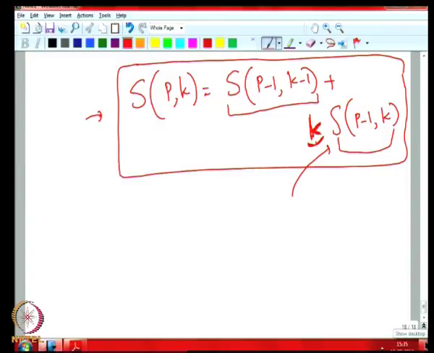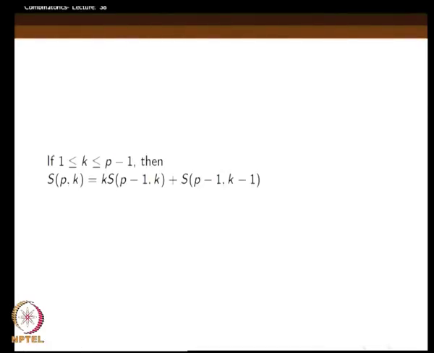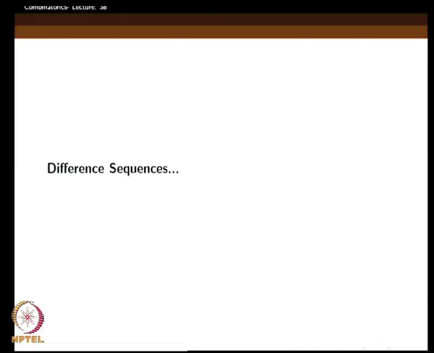And the next thing we want to discuss is something called difference sequences. We are discussing this because it is somehow connected with the Stirling numbers of the second kind, right. So, we will build up the concept first, and then we will bring out the connection.